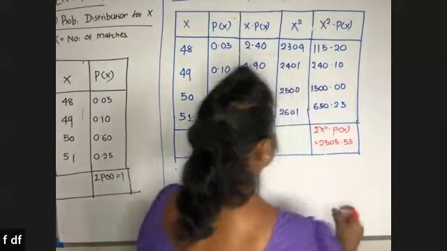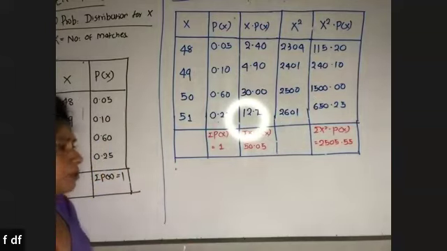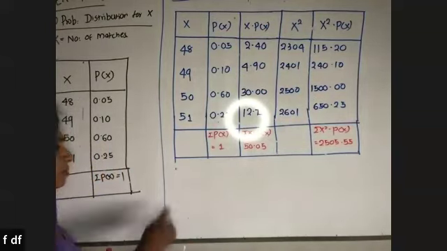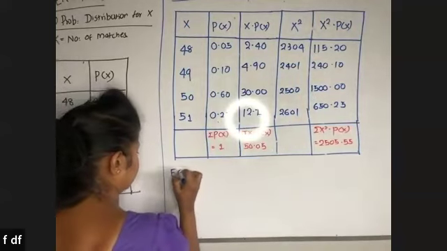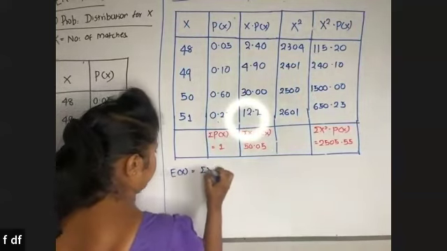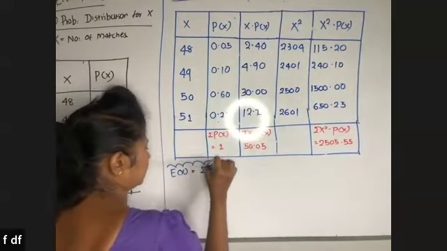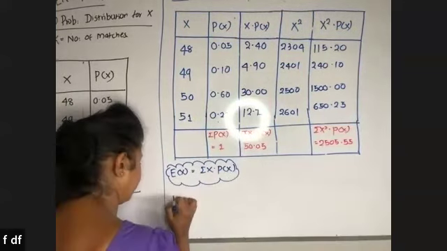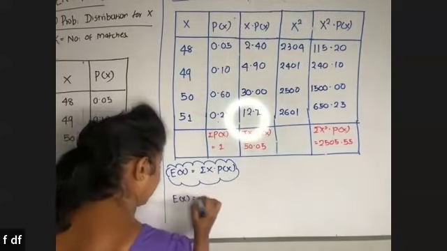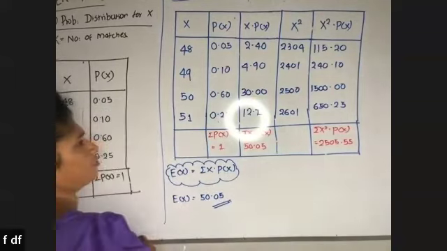Right. Now you take the required totals and calculate expected value and variance. What is your expected value? The formula is E(x) is equal to sigma x into P(x). So no need to do any other calculation; you just take the total of the third column, 50.05. The expected value is 50.05.